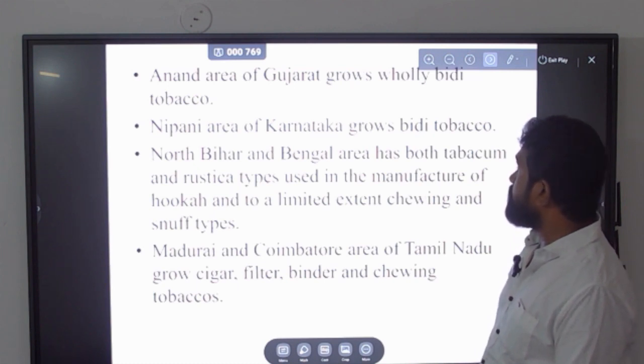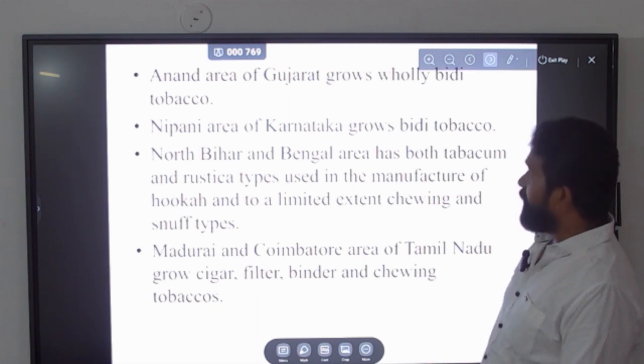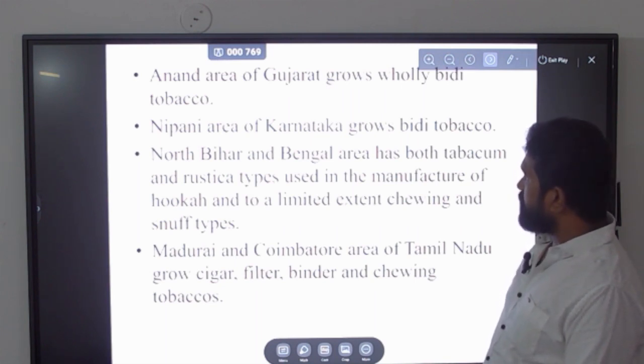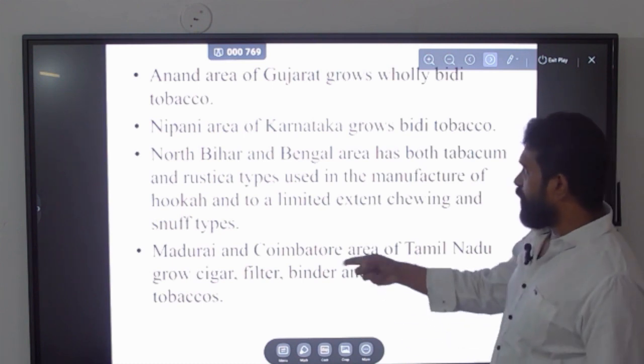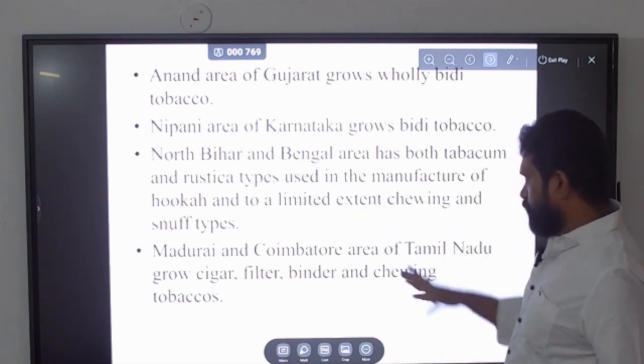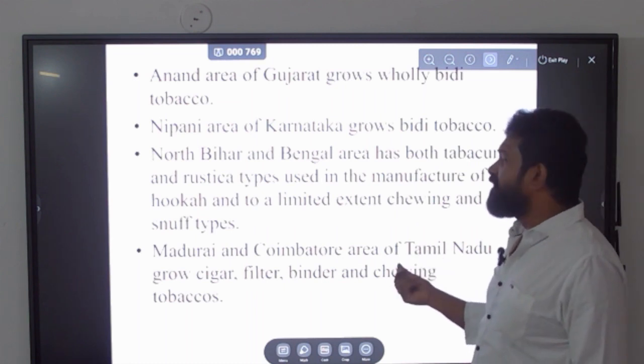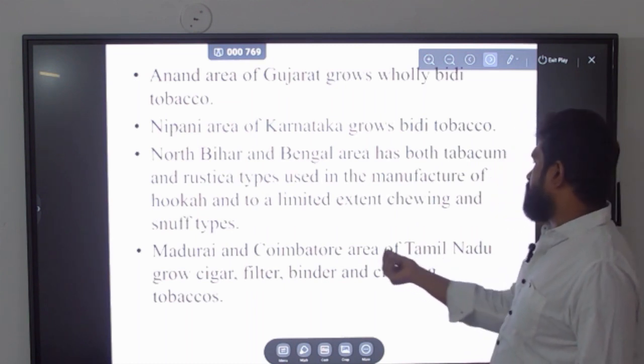But you see, in Gujarat they are wholly growing BD tobacco. Karnataka also is cultivating BD tobacco, and chewing and snuff tobacco is cultivated in Bihar and Bengal, and in Madurai and Coimbatore, cigar, chewing, binder and filter tobacco is made in Tamil Nadu and so on.